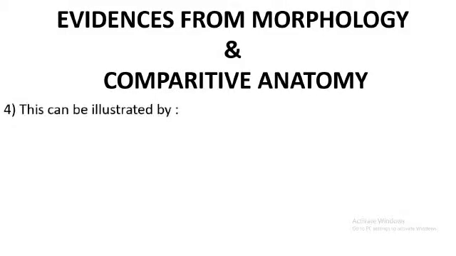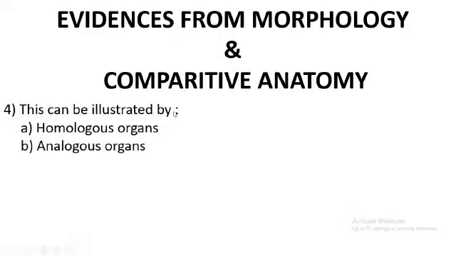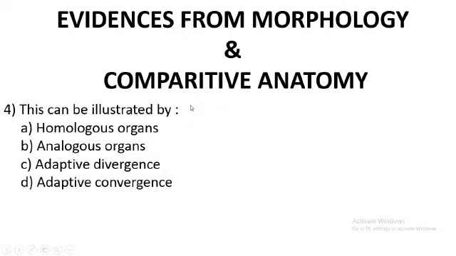What are the different ways by which morphology and comparative anatomy can act as evidences? First one is homologous organs. Second is analogous organs. Third is adaptive divergence. Fourth is adaptive convergence. Fifth is vestigial organs. And the sixth is atavism. These are the different areas concerned with morphology and anatomy which speak about common ancestors.